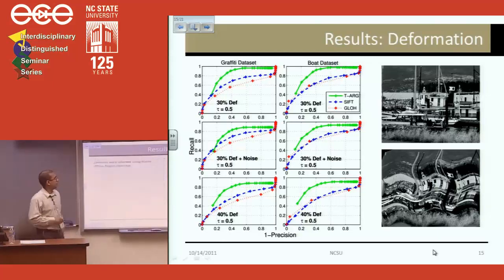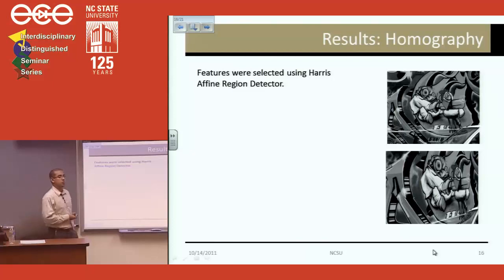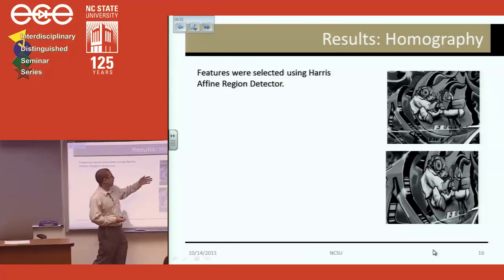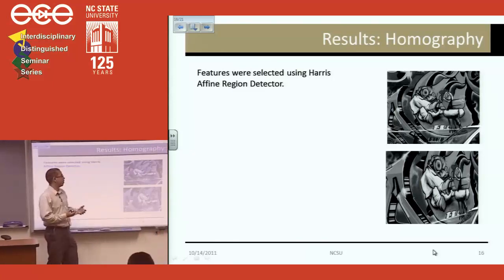Okay, let me give you another example, and this is some results from another data set. This data set is a little bit more complex, and this is more like what people usually use. What we're doing here is getting what is called a homography deformation of an image.